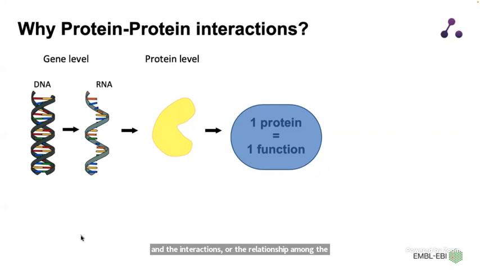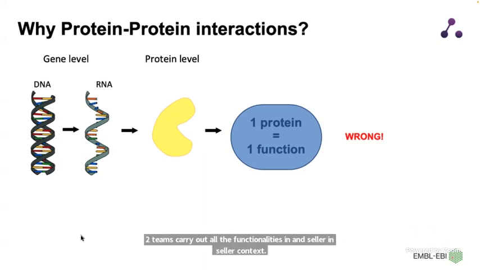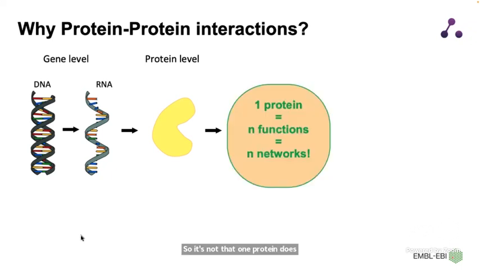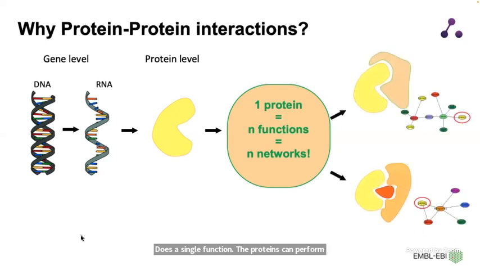So why do we have to look at protein-protein interactions? We all know that information is stored in DNA, it is transcribed into RNA and later into protein. Proteins carry out all the functionalities in the cellular context. It's not that one protein does a single function. Proteins can perform multiple functions by interacting with multiple partners.